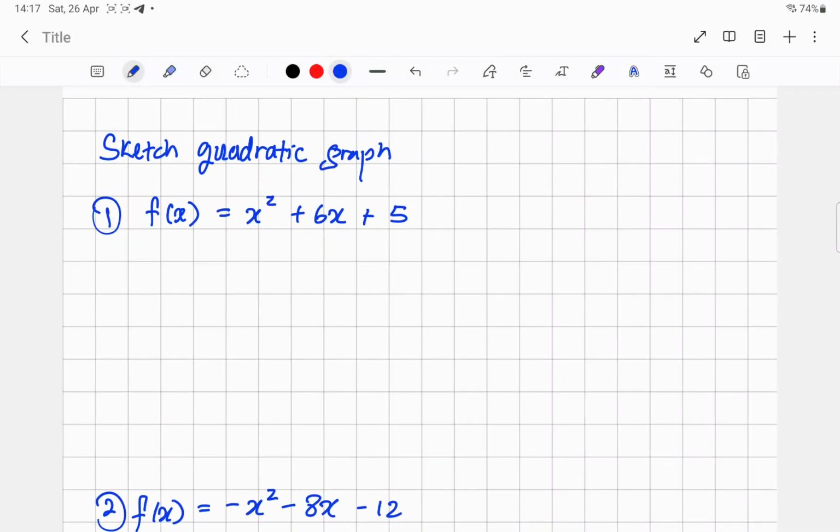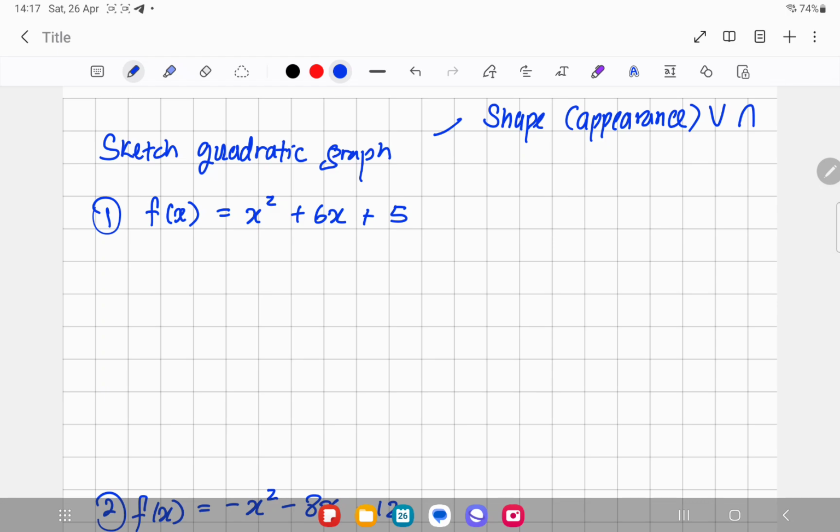Okay, so in this video, we will learn how to sketch a quadratic graph. You must know how to sketch a quadratic graph in terms of the shape of the graph, or the appearance. How it appears: it's either a smiley face or a sad face.